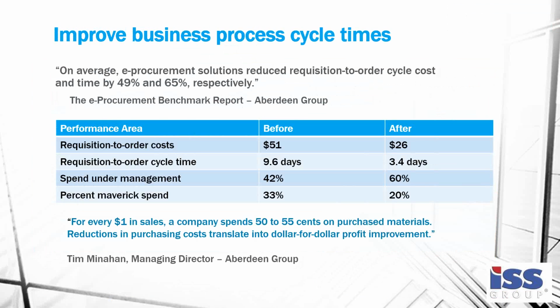And their statement here at the bottom is really clear. If you're talking about for every $1 in sales, companies spending 50 to 55% on purchase materials, if we can cut that down by half, you're talking reductions in purchasing costs translate into dollar for dollar profit, top line improvement. And that's a number that we should all be aware of.